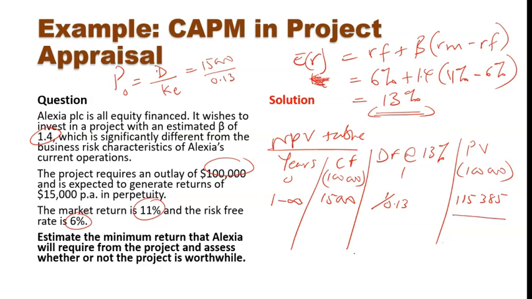So if we add them up, we get our NPV, that is 15,385. That's the NPV. So as the NPV is positive, then we should say the project is worthwhile. Okay, in this case, I'm sure we have noted one thing.